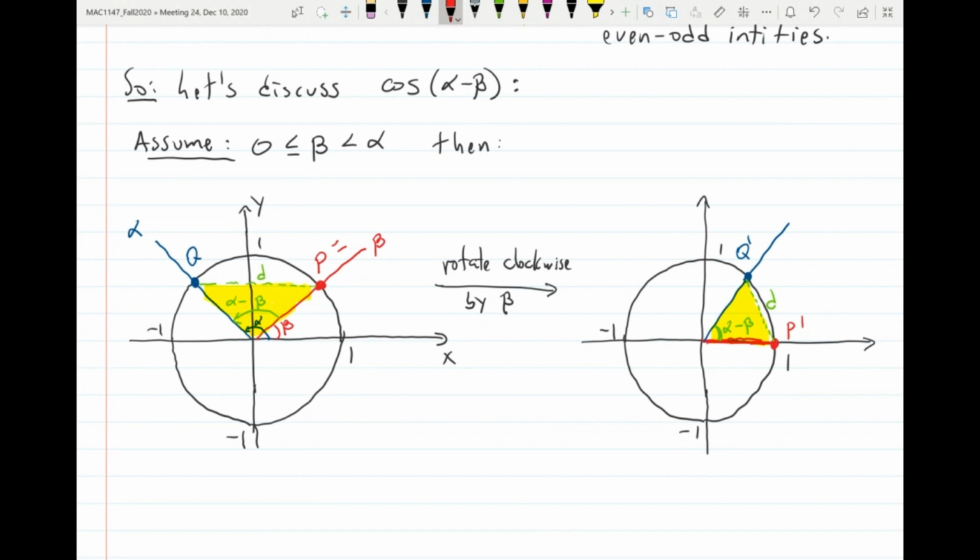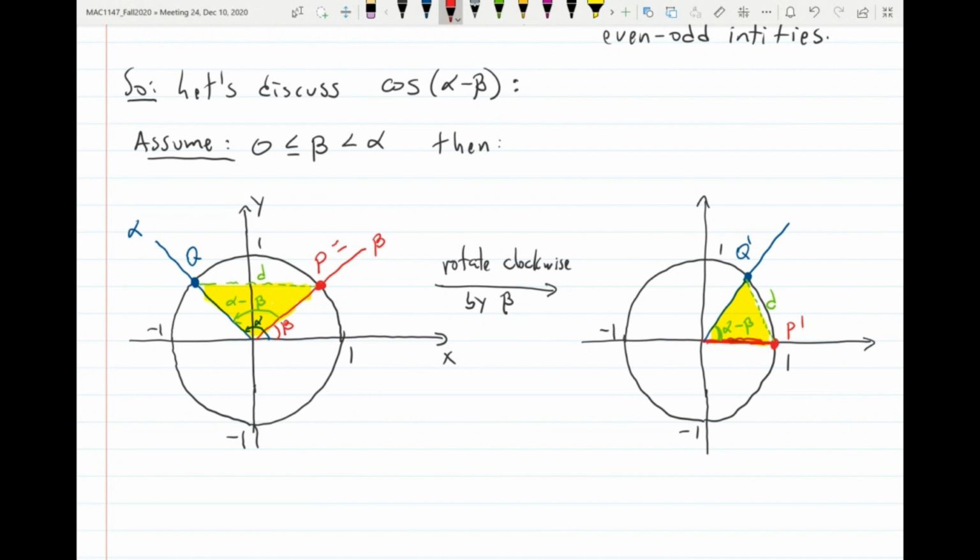What are the coordinates of P? Remember, this is a point on the unit circle. What do we know about points on the unit circle? How do we write the coordinates of a point on a unit circle? They define an angle, yes.